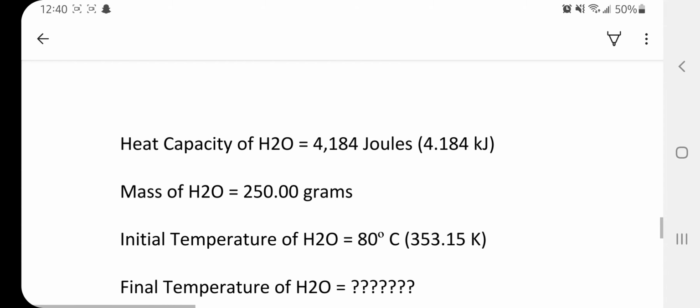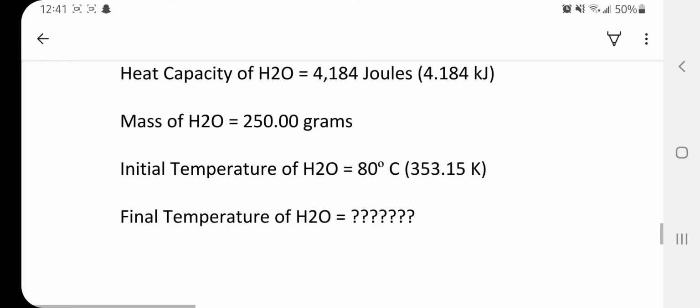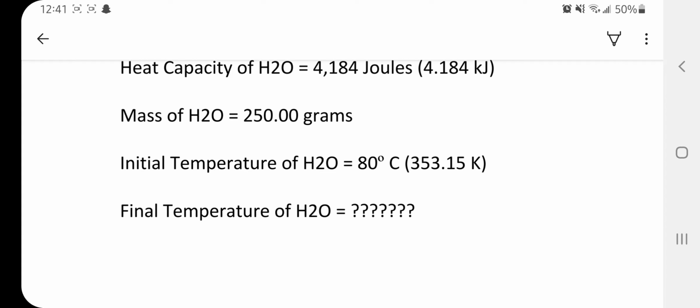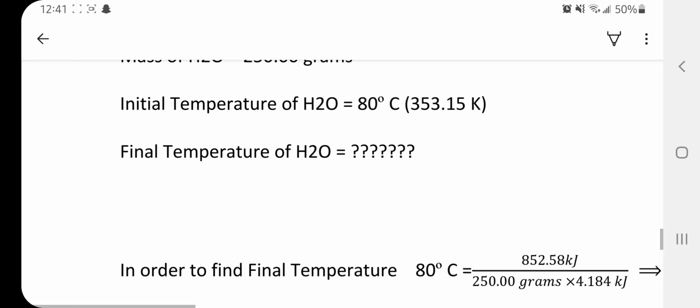So what we know is that the heat capacity of H2O is 4.184 joules per gram per degree, and we can find that by simply researching it on Google. We know that the mass of the water that we have is 250 grams, and the initial temperature of the water is 80 degrees Celsius. So in order to find the final temperature of water, what do we do?